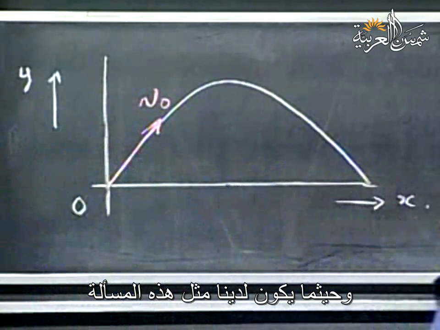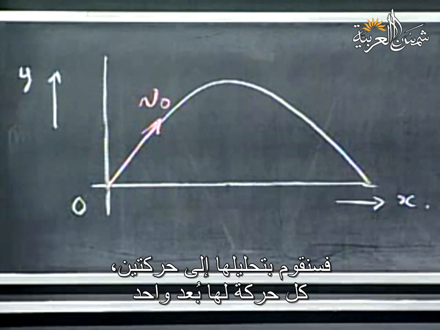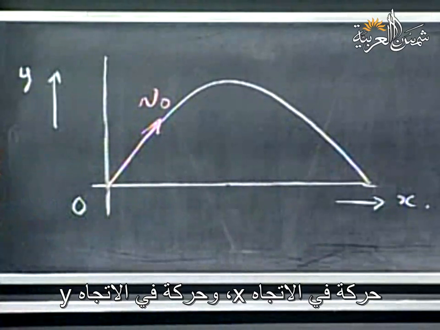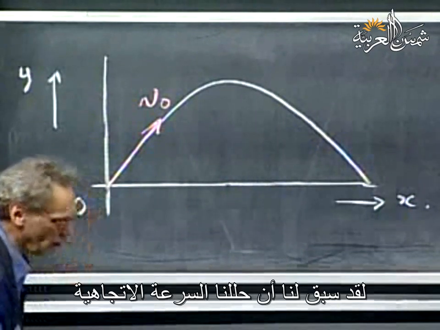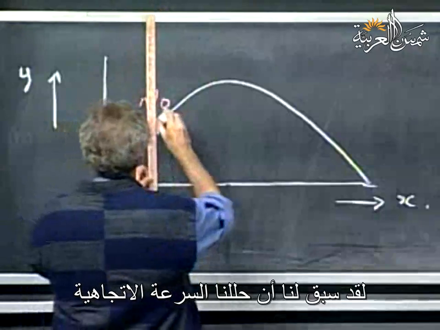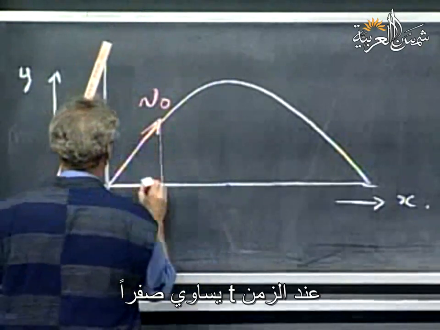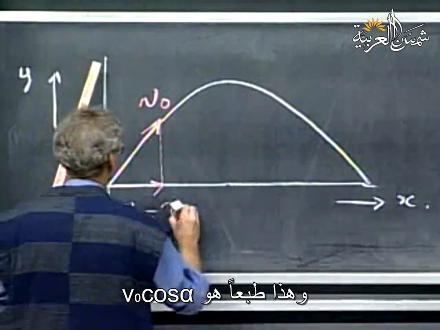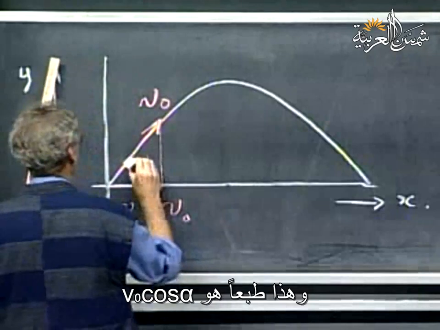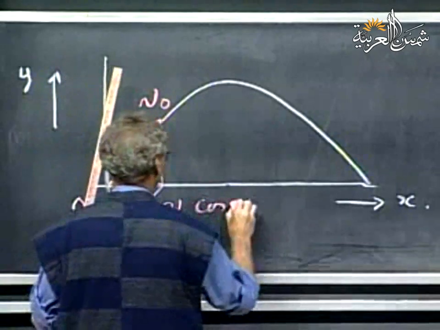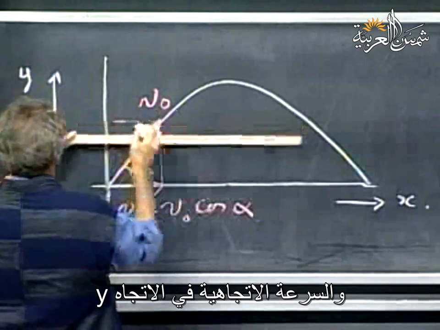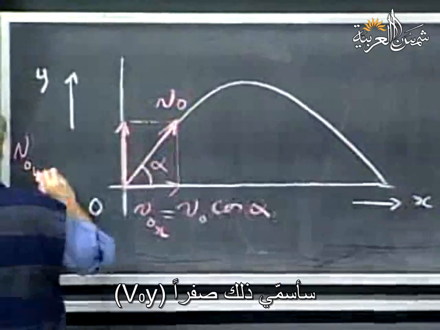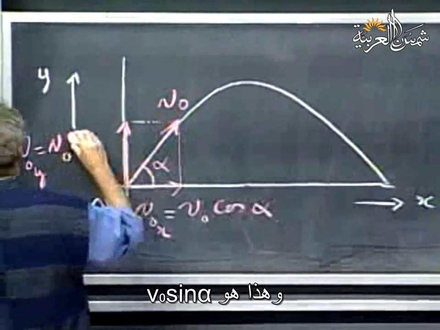And when we have this kind of a problem, we will decompose it in two one-dimensional motions, one in the x direction and one in the y direction. We already decompose right away the velocity at time t equals 0 into a component which I call v0x, and that of course is v0 times the cosine of alpha, if the angle is alpha, and the velocity in the y direction at time t equals 0, I will call that v0y, and that is v0 times the sine of alpha.